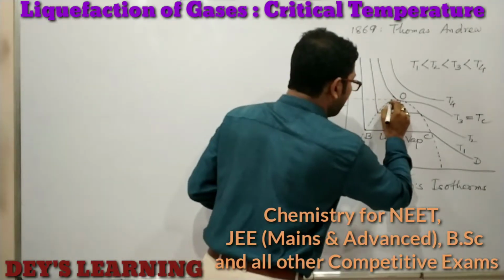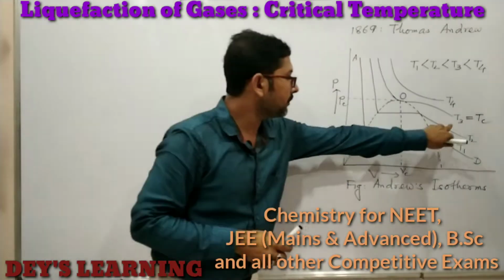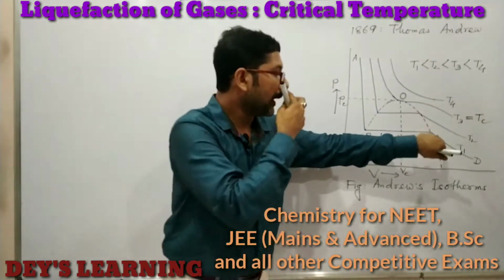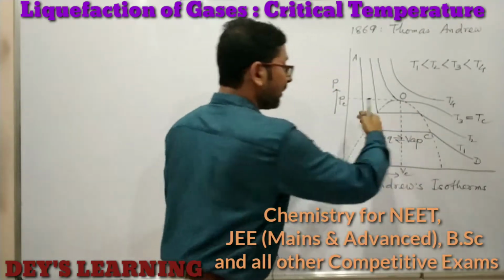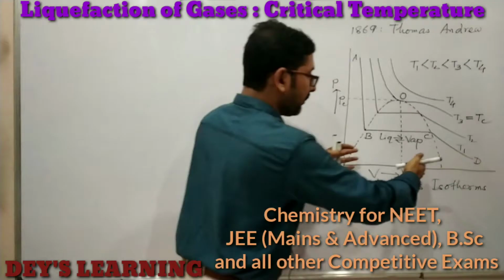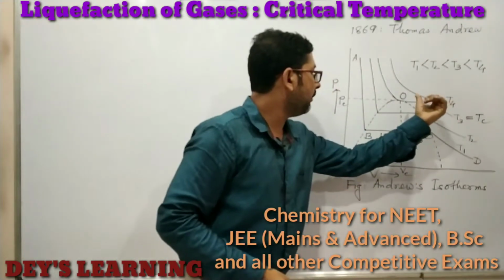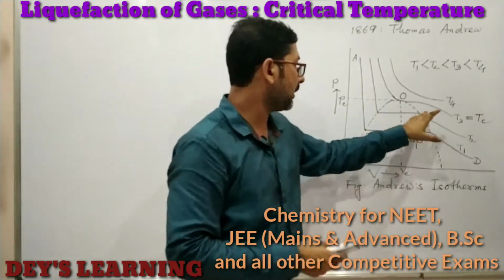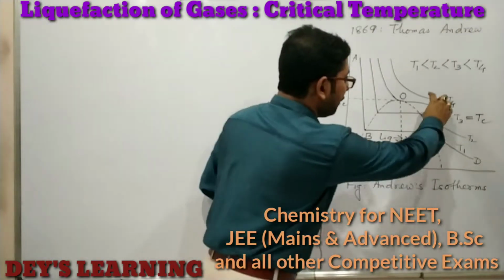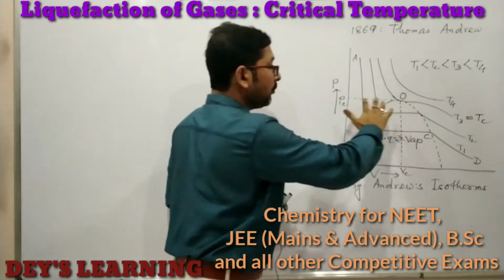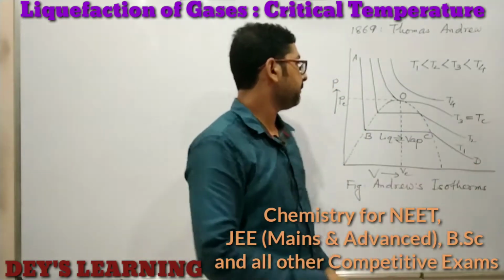So the critical temperature is actually defined as the highest temperature at which the vapor can be transformed into liquid. The vapor can be converted into liquid. Above the critical temperature, a vapor can't be converted into liquid, or rather it can be said that gaseous substances can't be transformed to liquid above the temperature of Tc. This is your critical temperature.